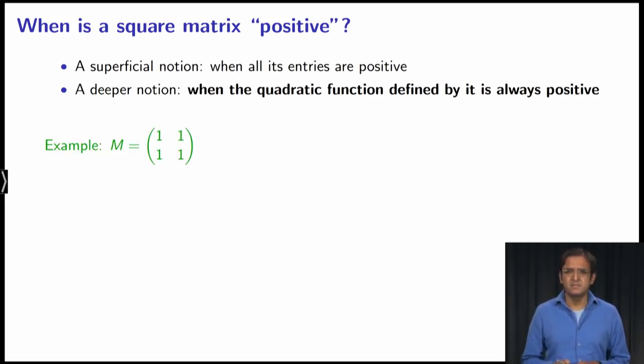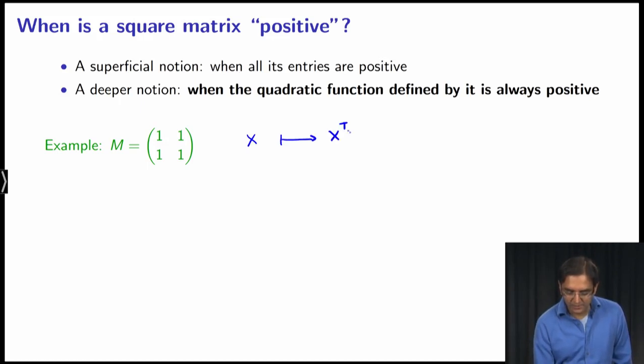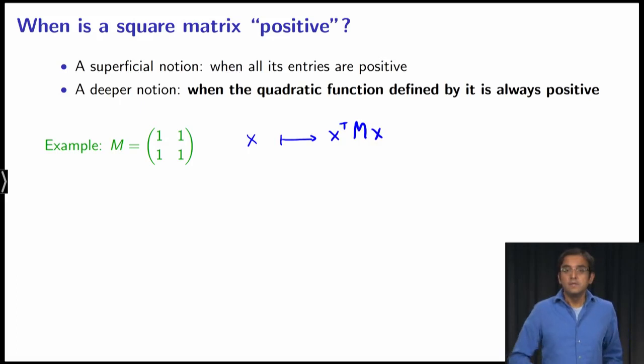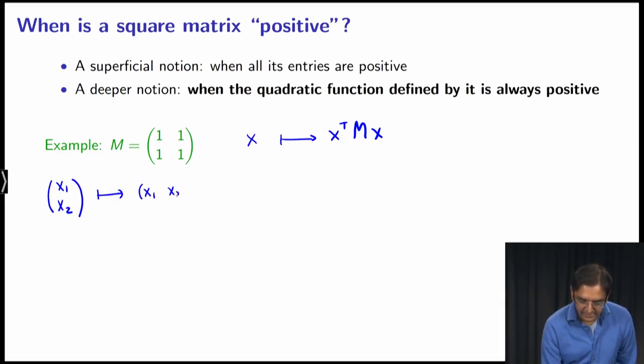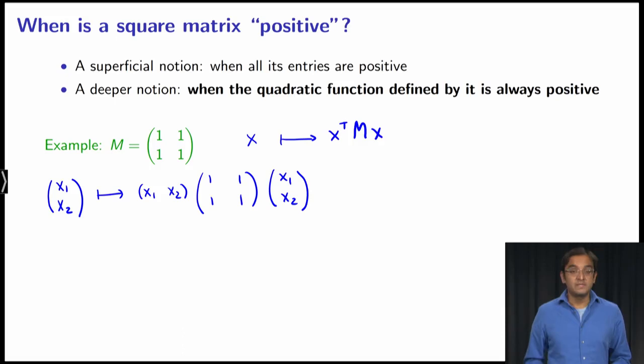Okay, so here's a matrix. What is the quadratic function defined by this matrix? Well, if you recall, the quadratic function defined by this matrix is the function that maps a vector x to x transpose Mx. So in this particular example, x has to be a two-dimensional vector, okay? And the quadratic function sends this vector, say (x1, x2), to x transpose, so (x1, x2), times M, which is [[1, 1], [1, 1]], times (x1, x2). What is that? Well, let's work it out.